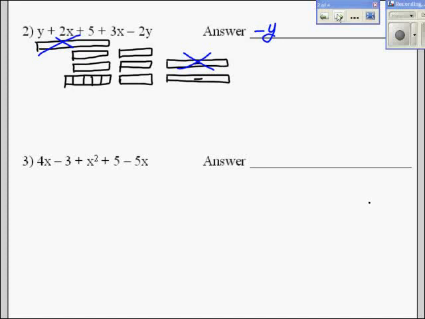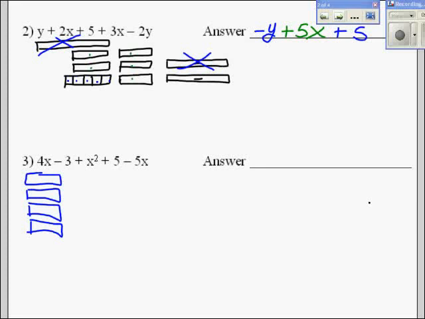And then I count here, I have 1, 2, 3, 4, 5 x's. And last, I have 5 constants. 1, 2, 3, 4, 5. Plus 5. Number 3, I want to draw 4 x's. 1, 2, 3, 4 x's.